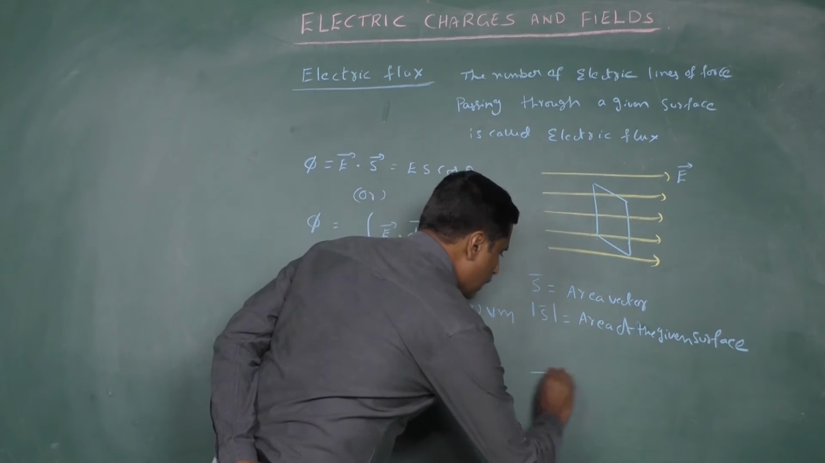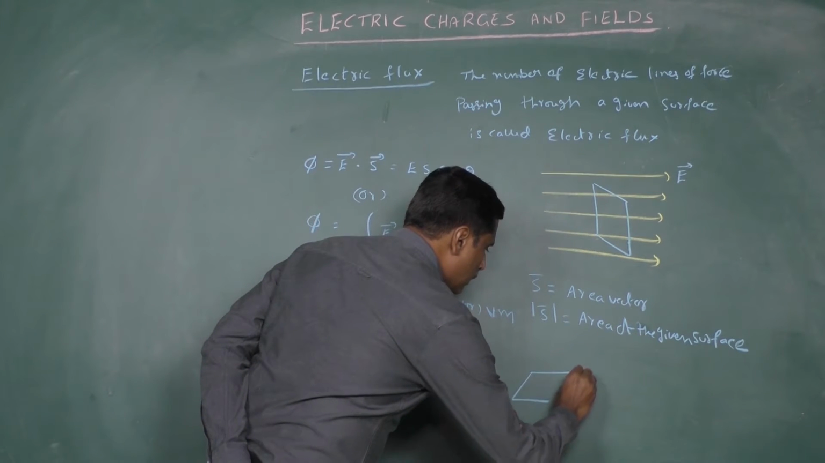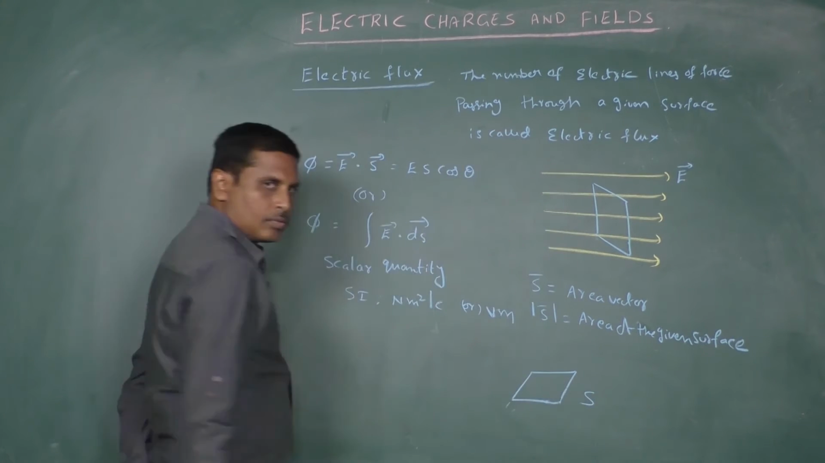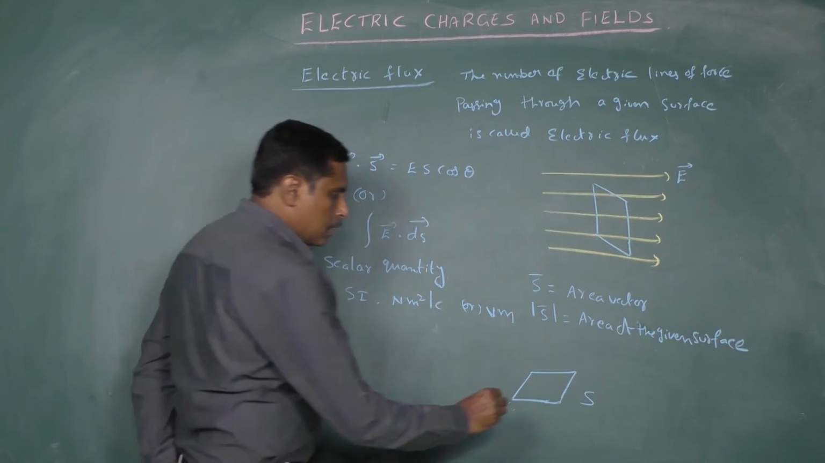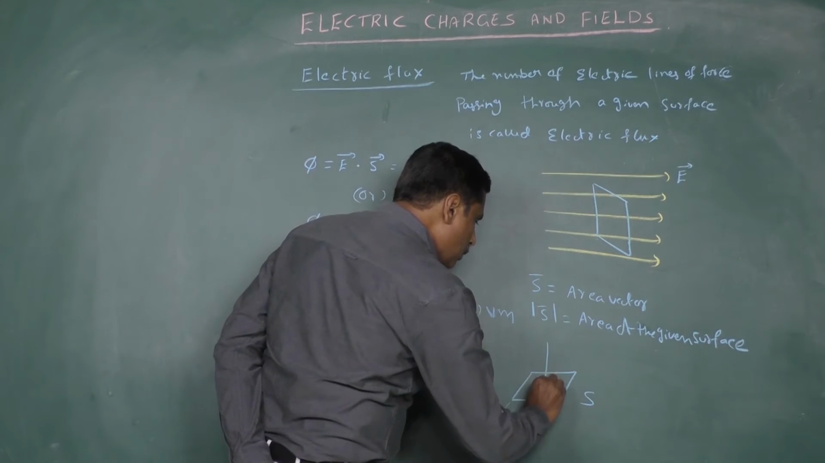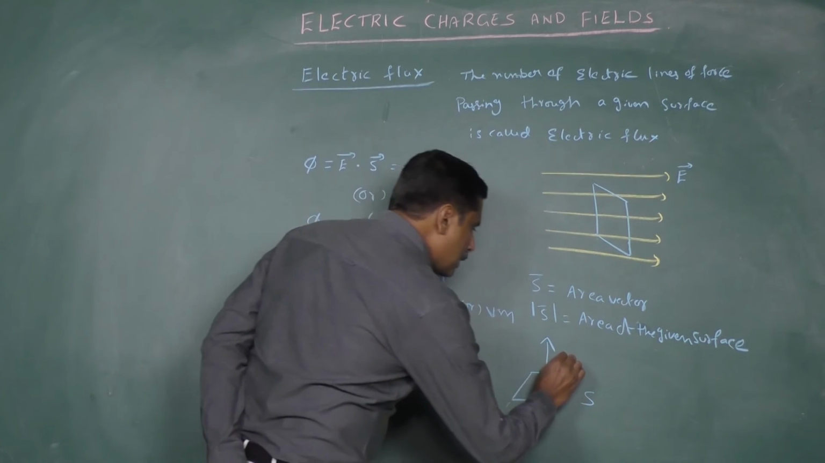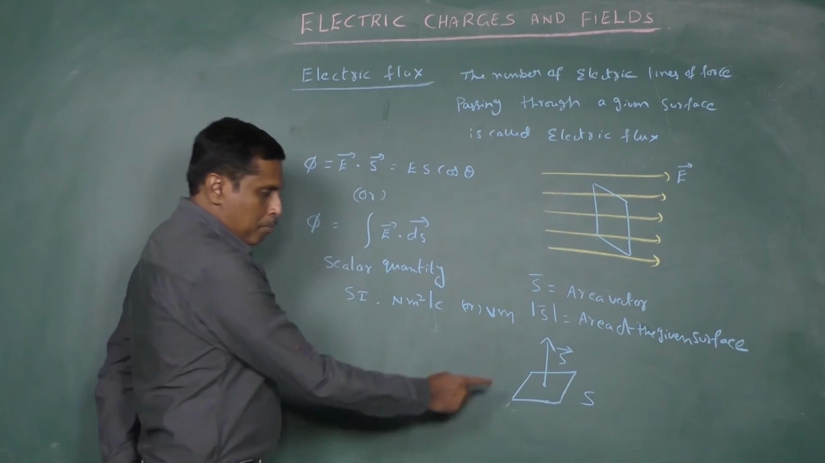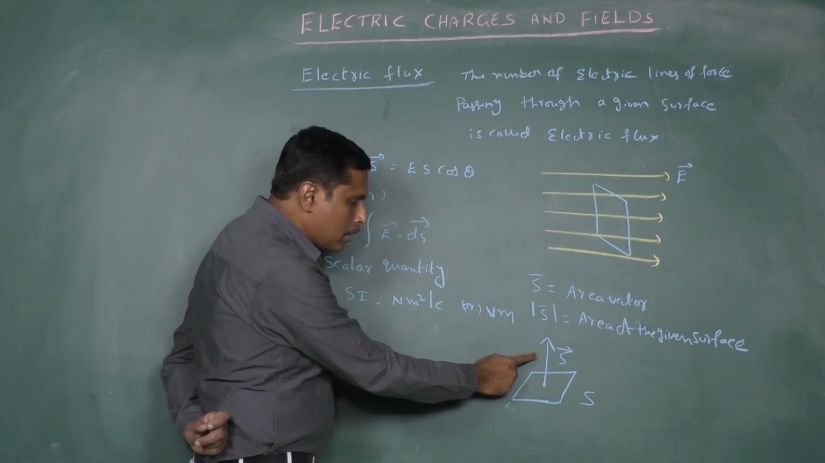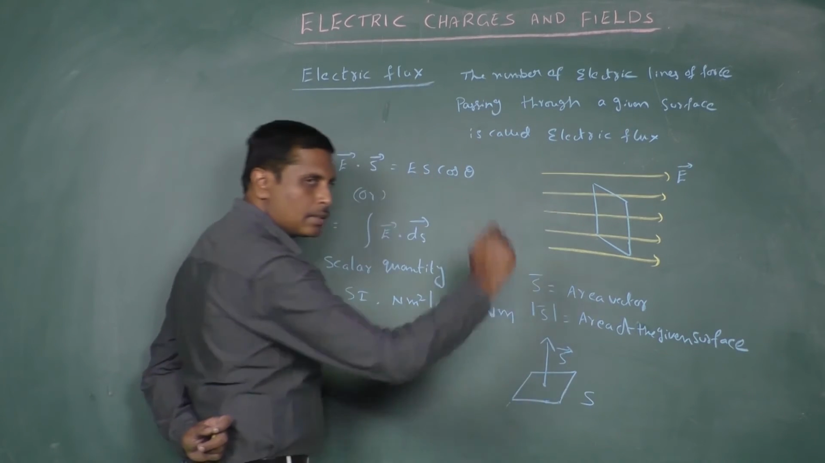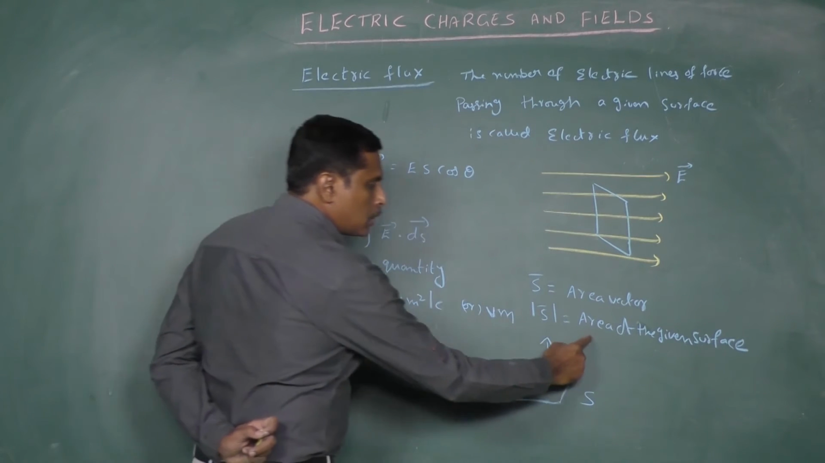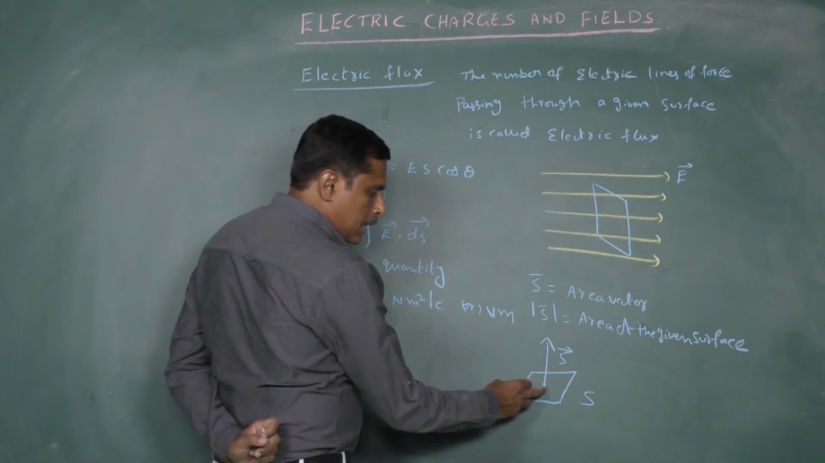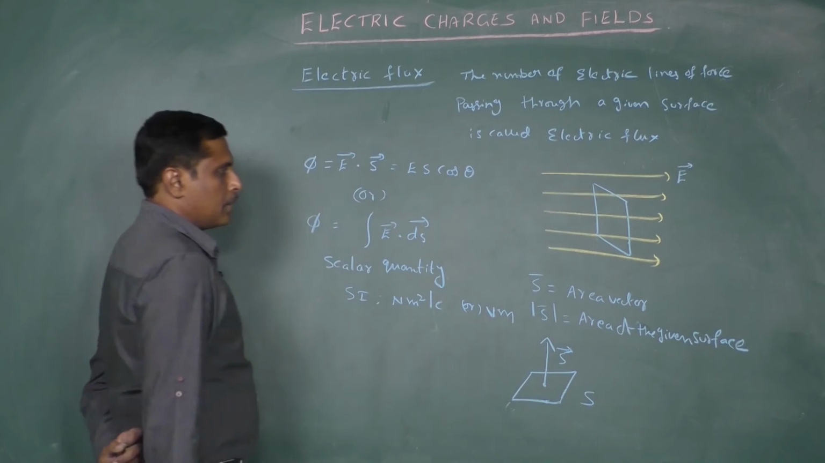For example, I am taking this as the area. Its area is taken as S. But the area vector is taken normal to this area. It is represented by S bar. The magnitude of this area vector gives the area of this surface. Magnitude of S bar is equal to the area of the given surface. So, the area vector is always taken normal to the given surface.